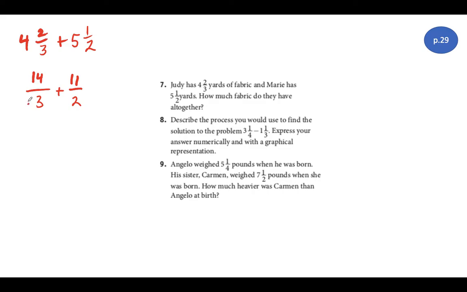If this is hard for you, come to office hours and we'll talk about it. Most of you seem to be pretty good at it. 5 times 2 is 10 plus 1 is 11.